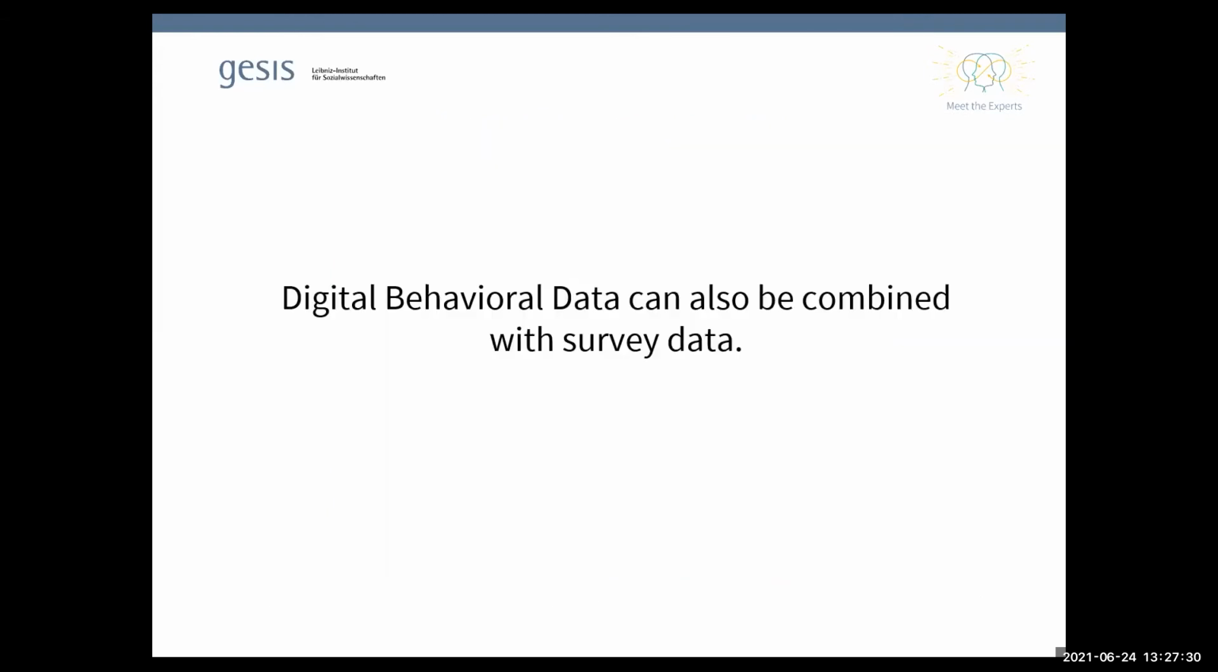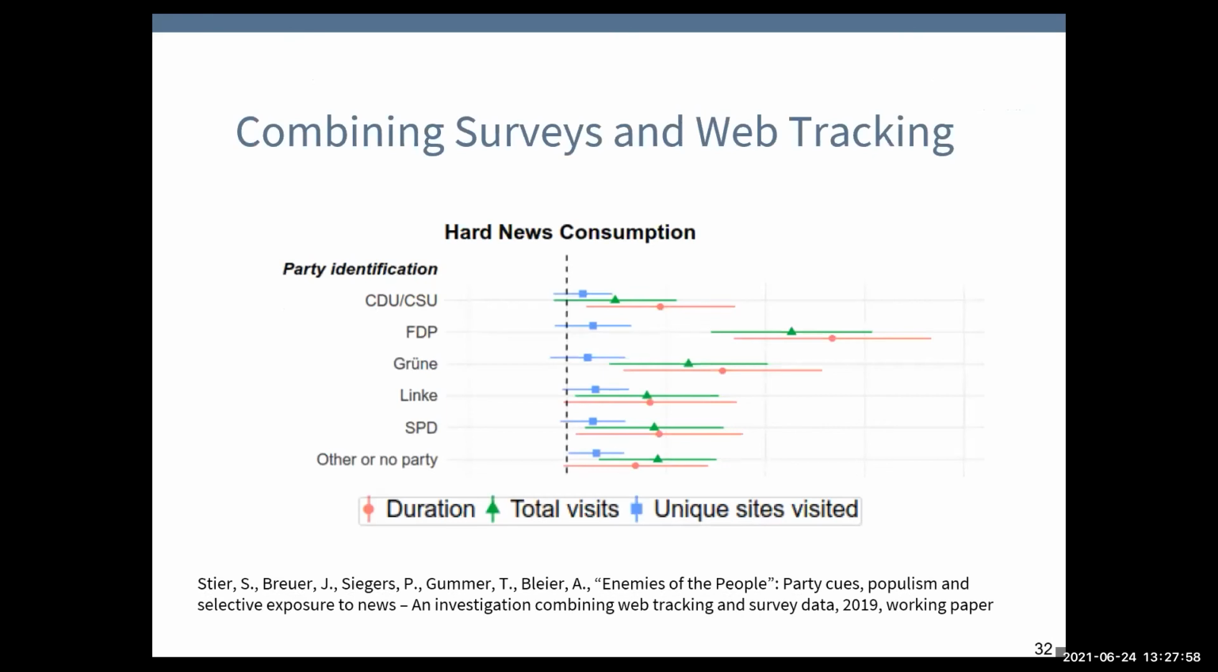Of course, and I think that's the key direction in which the more social sciencey community of the broader social science community is going. Digital behavioral data can also be combined with other data sources, especially with survey data. And they should be combined in many cases in order to get the best possible results and the best possible insights. I'll give you another example from my colleagues at different GESIS departments.